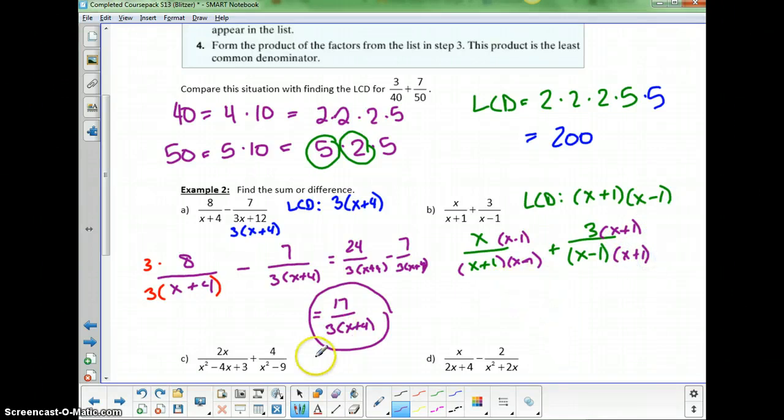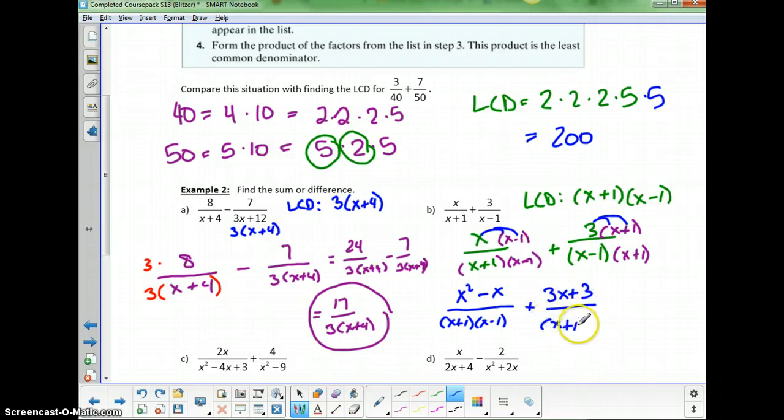Okay. Now, since I do need to add up the tops, I do need to distribute the tops. I do not distribute the bottoms because they're already the same. They're common. So this is going to be x squared minus x over x plus 1 times x minus 1, plus 3x plus 3 over x plus 1 times x minus 1.